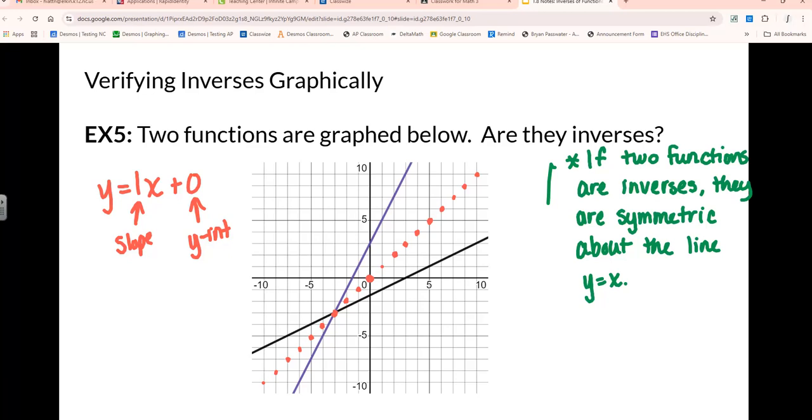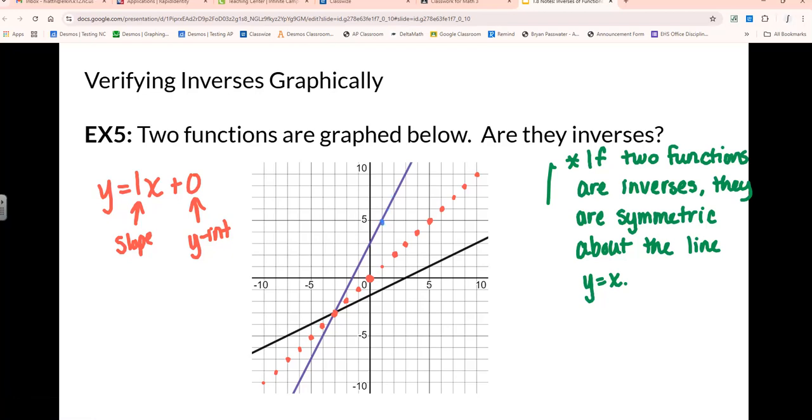So whenever you're doing these problems, if you're given a graph like this where you don't have the equations, you can draw that in. Does this look symmetric? Does it look like we could fold it in half and the two sides would be on top of each other? I think so. Sometimes it's hard to tell. Sometimes it's close. But if it's way off, you know, oh, these are not inverses.